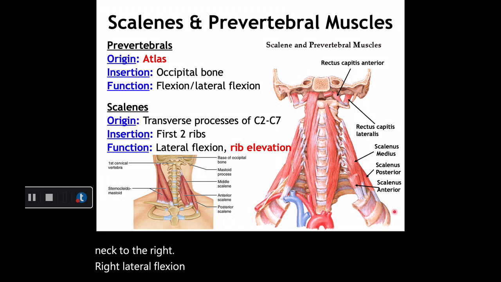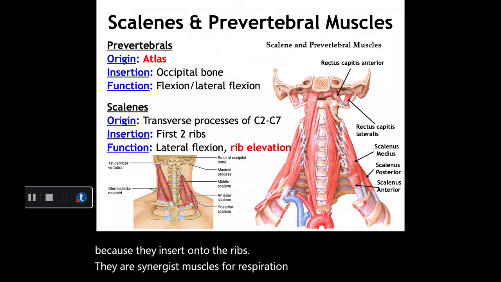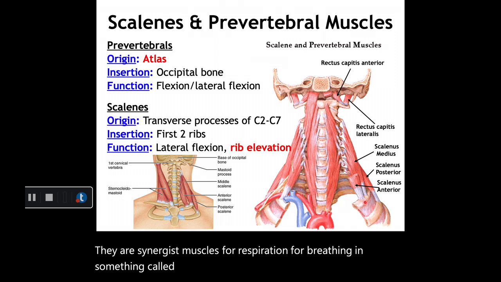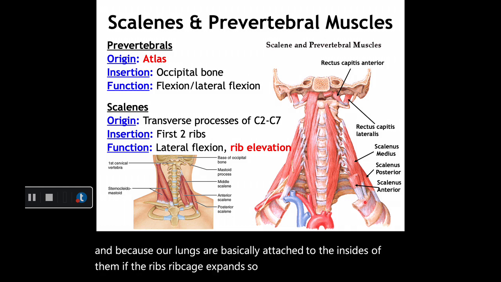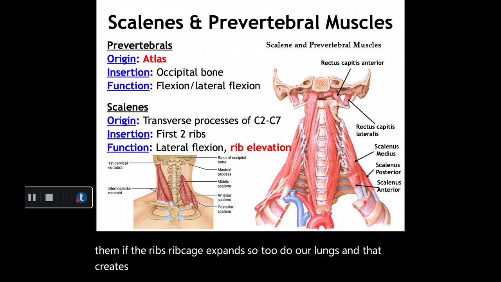And because they insert onto the ribs, they are synergist muscles for respiration, for breathing in, something called inspiration. It can elevate those ribs a little bit, and because our lungs are basically attached to the insides of them, if the rib cage expands, so too do our lungs, and that creates a little vacuum that sucks air into our lungs. That's how we take a breath in. So these are synergist muscles for respiration.